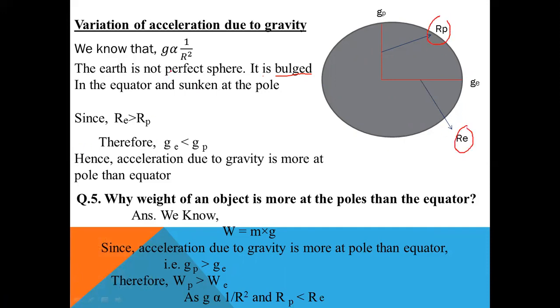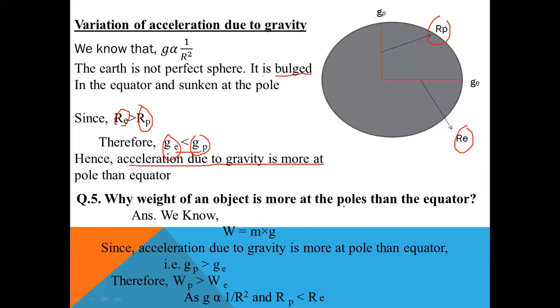So we know from the earlier relation that g is inversely proportional to r square. Since the radius at the equator, Re, is greater than the radius at the pole, we can write that acceleration due to gravity at the equator is less than acceleration due to gravity at the pole. Hence, acceleration due to gravity is more at the pole than at the equator. This is the science I have already explained to you.